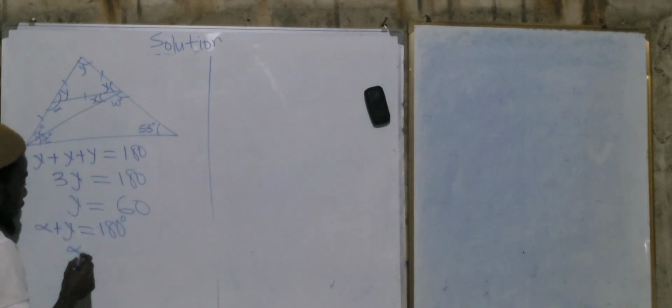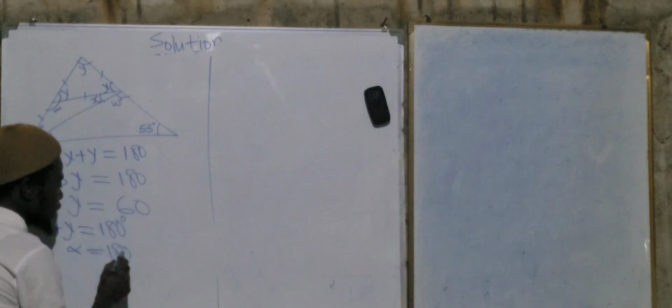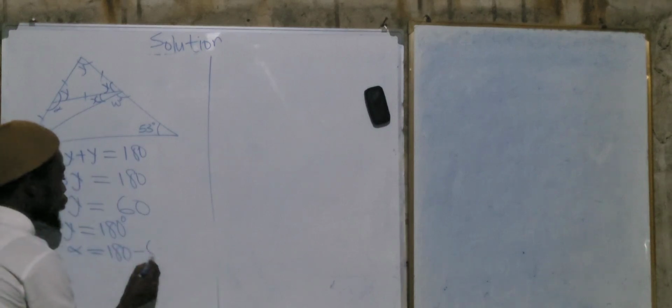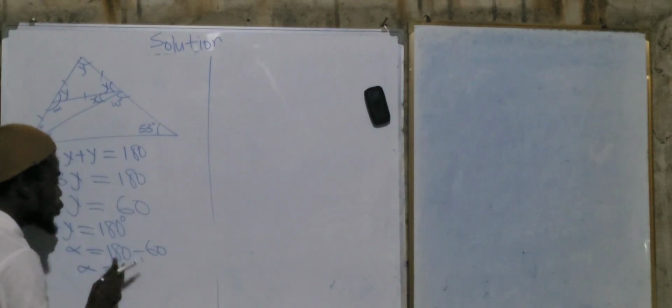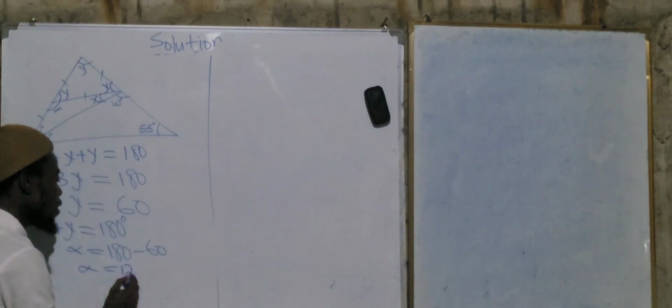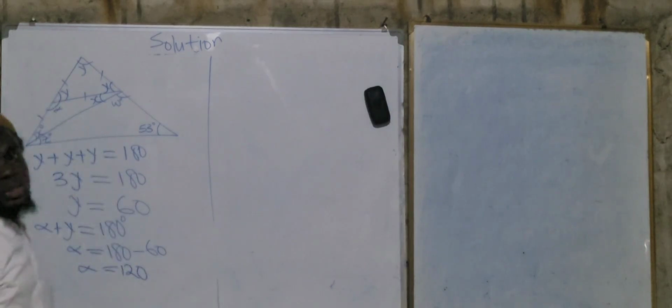Now alpha is equal to 180 minus y, but y is what? 60 degrees. Now alpha is equal to 120. So therefore this angle here is equal to 120. Now we are okay here?